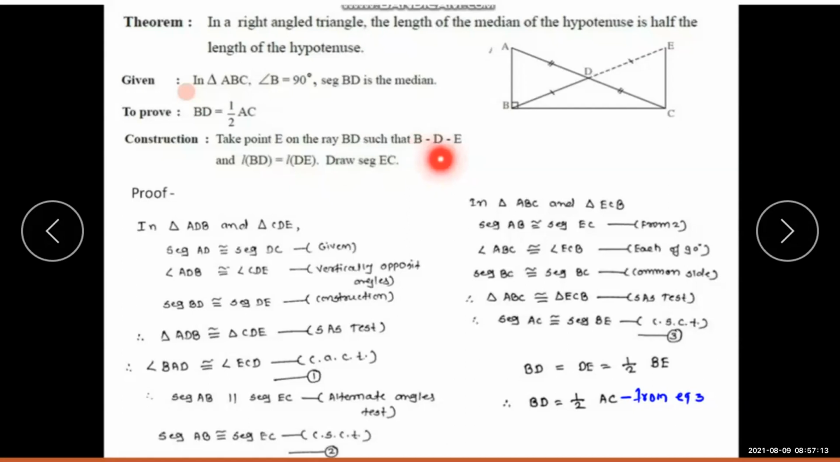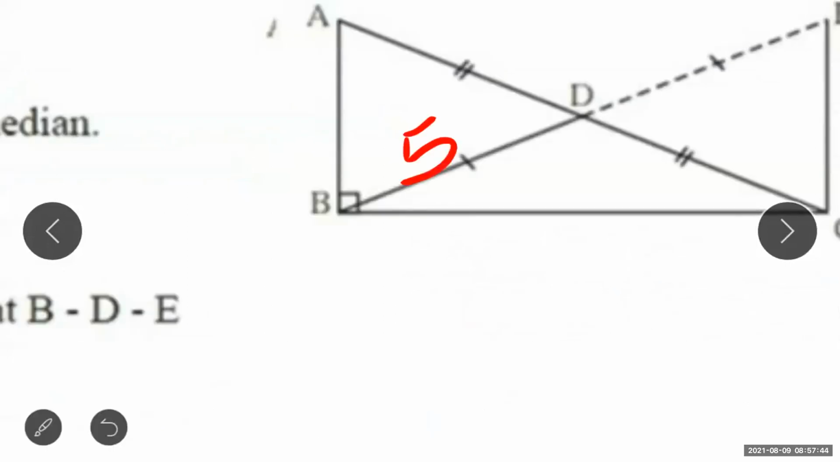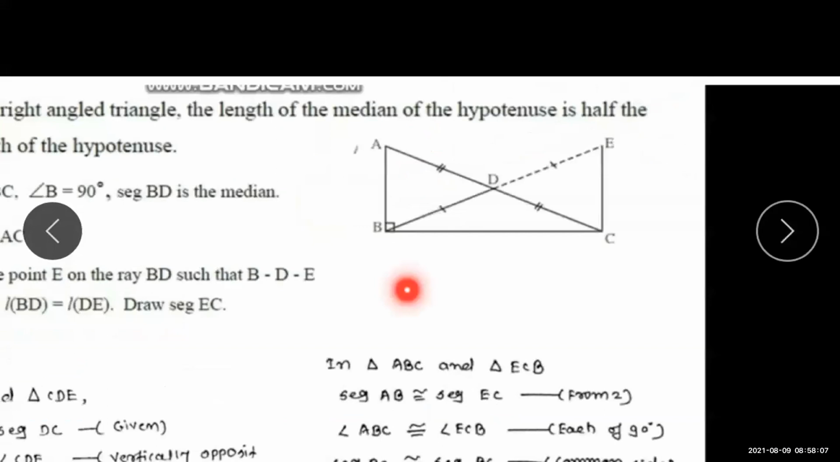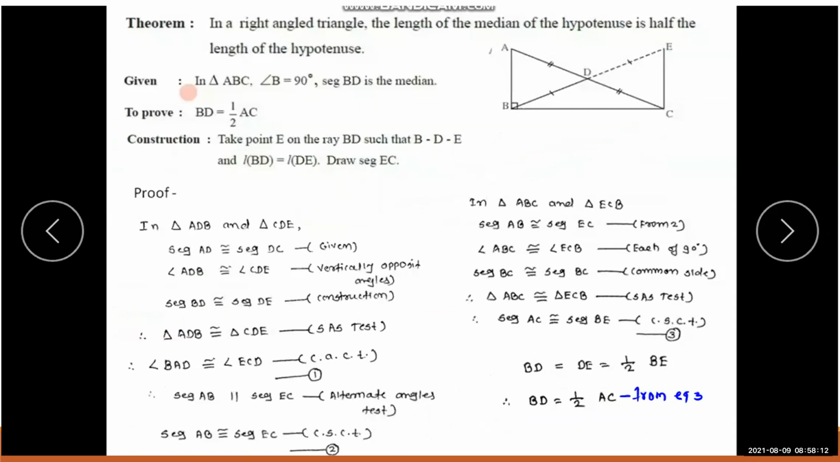Okay, so what we have to do? We have to extend this segment BD by the same length as segment BD, and the point labeled here is E. If the length of BD is 5 centimeters, then you extend from this point D a length that will also be 5. So length BD is equal to length DE.